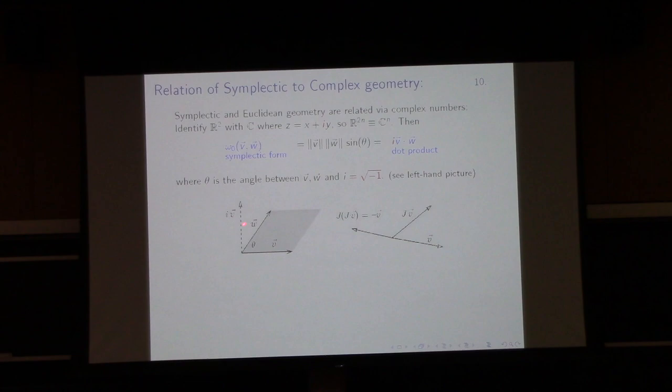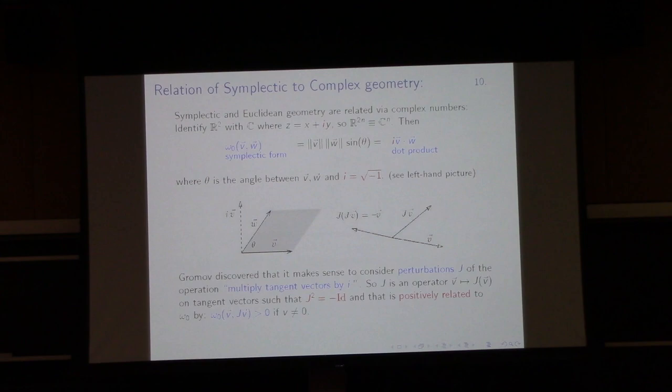But if you're on an ordinary 2n-dimensional manifold, you don't have multiplication by i. Well, Gromov said, we don't need a complex structure on the manifold simply to be able to multiply by i in the tangent bundle. What we're saying is the tangent bundle has got to have a complex structure. And we use J for the operator of multiplying by i in a vector space. So J is what's called an almost complex structure: it's an operator on tangent vectors taking v to Jv, and J squared is minus the identity. So it's like multiplication by i. It turns the tangent bundle into a complex vector bundle.